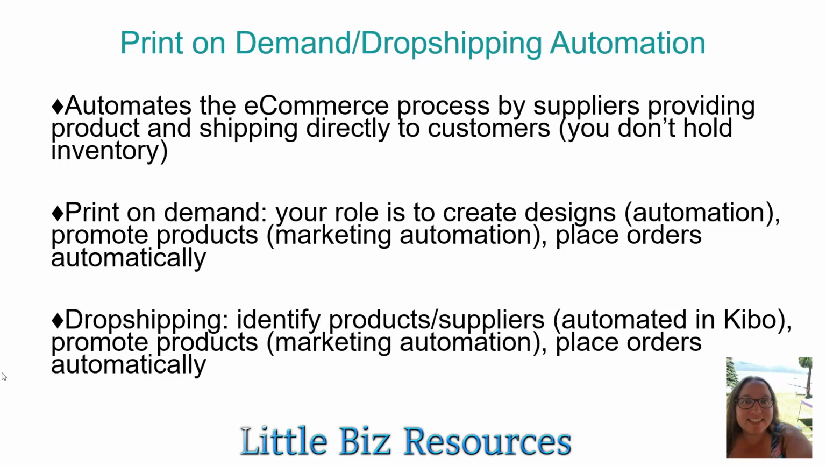Now, in drop shipping, you have to identify products and suppliers. Now, I'm sure that there are things on Shopify, and I looked on Shopify and on the apps and stuff, but I didn't see any that were exceptional, but we do have an automation in Kibo with drop shipping. So if you're a Kibo member, then you want to make sure you are paying attention to that because they have the automation built in where they can help you identify products and suppliers. And if you're not a Kibo member, then there is a link in the description where you can learn more. You need to also promote products, again, marketing automation, and then place orders automatically as long as you have that set up.